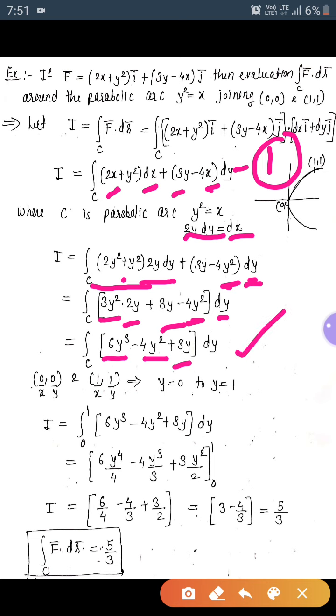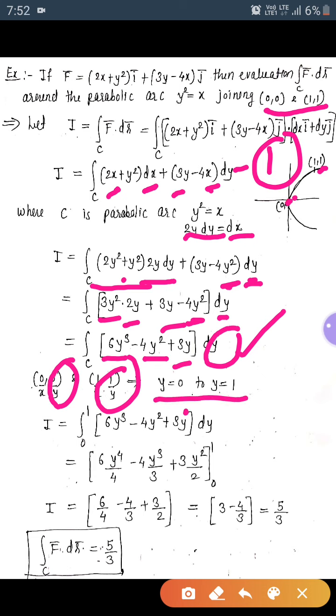Now to find the limits for y, we have been given the two points (0, 0) and (1, 1). From these two points we can evaluate the limits for y, because the first y value is 0 and the second y value is equal to 1. The curve goes from y equal to 0 to y equal to 1, so we got these two limits. Substituting here, it is the integral from 0 to 1 of (6y cubed minus 4y squared plus 3y) dy.